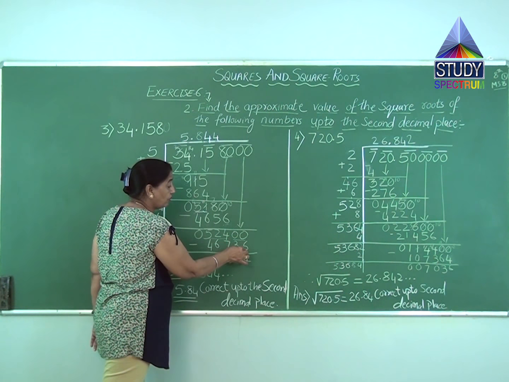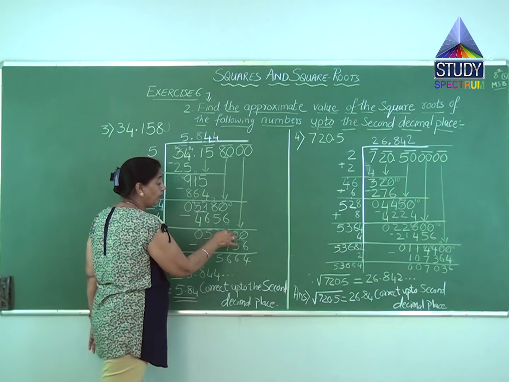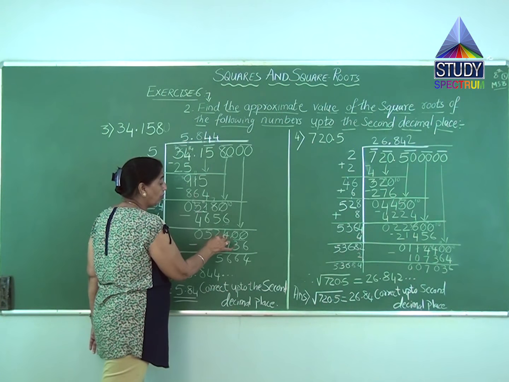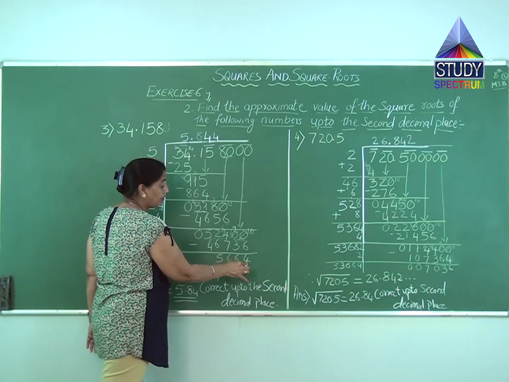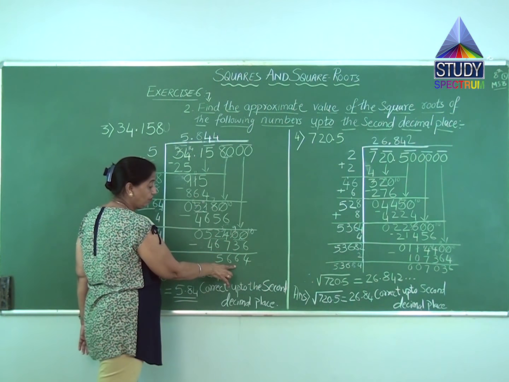Again from 0, 6 will not go. So I will borrow a number from here. Here again there is 0, so I will take 1 from here. Here it will be 3. 1 from here. Here it will become 10 and 9. 10 minus 6 gives me 4. 9 minus 3 gives me 6.